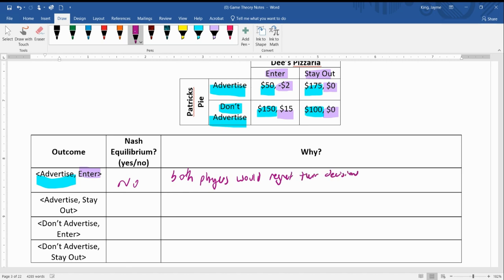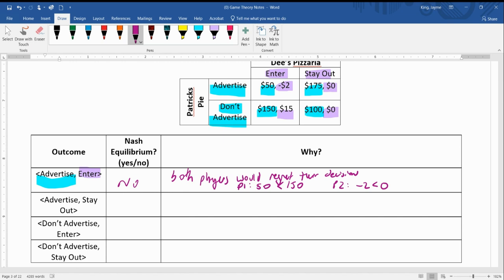Right? And specifically, it's because for player one, the $50 that they're making now is less than, sorry, I wrote the wrong symbol, the $150 they would have been making. And for player two, the -$2 that they're making right now is less than the $0 that they would have been making.